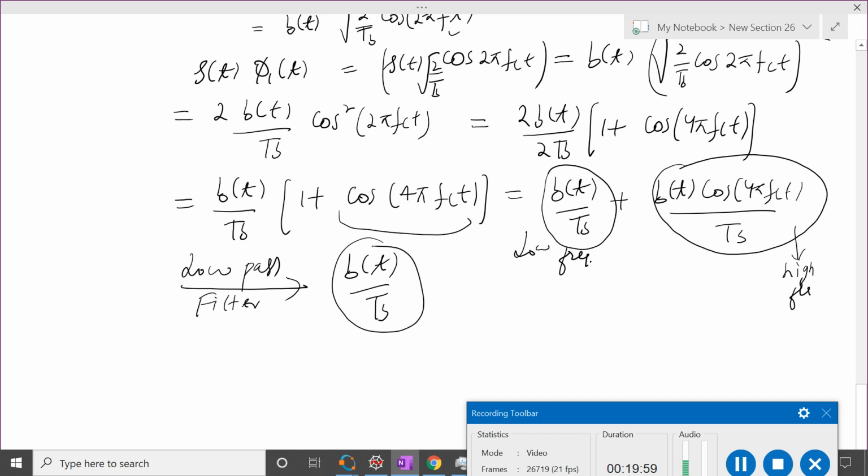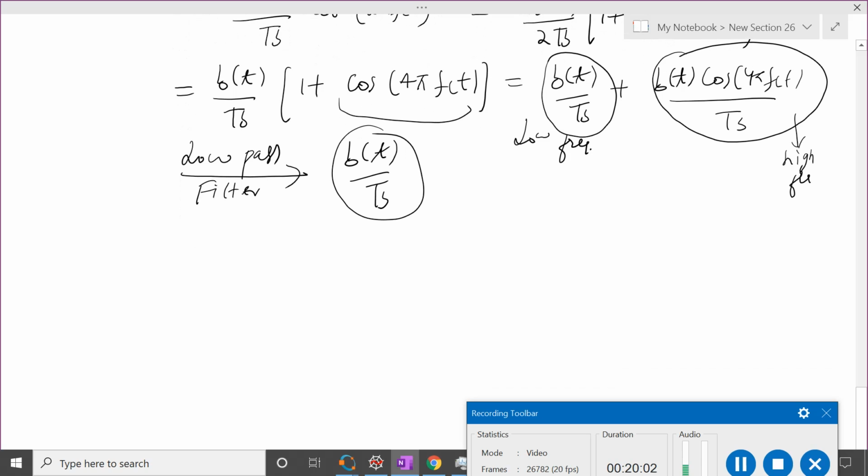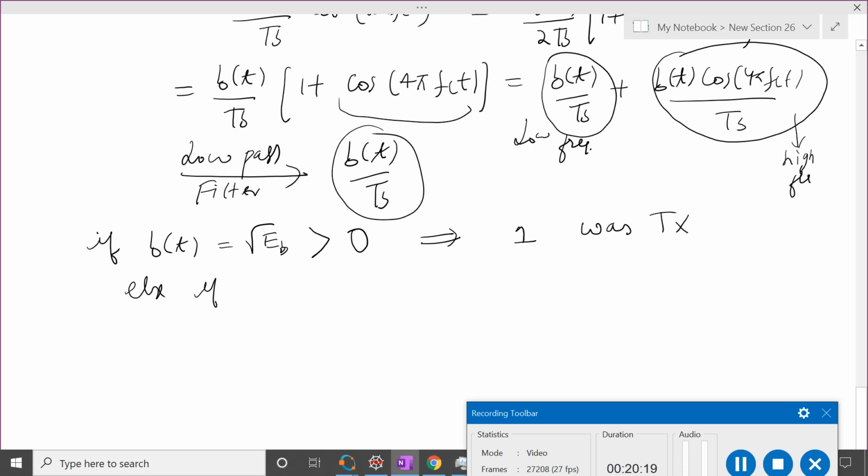From this you can easily identify whether 0 or 1 was transmitted. How? If B of t is root EB, then B of t will be greater than 0, which implies 1 was transmitted. Else, if B of t is minus root EB, it will be less than 0, which means 0 was transmitted. We just have to check the sign. Amplitude does not matter. This is the power of digital communication. Even if noise deteriorates the amplitude, we will not lose the information easily.